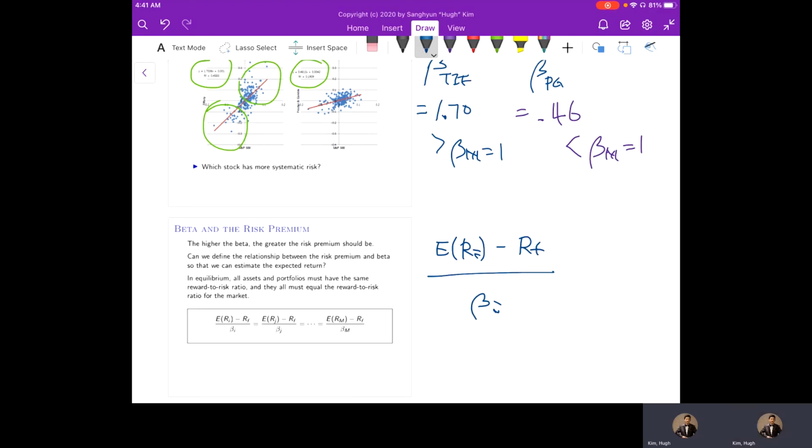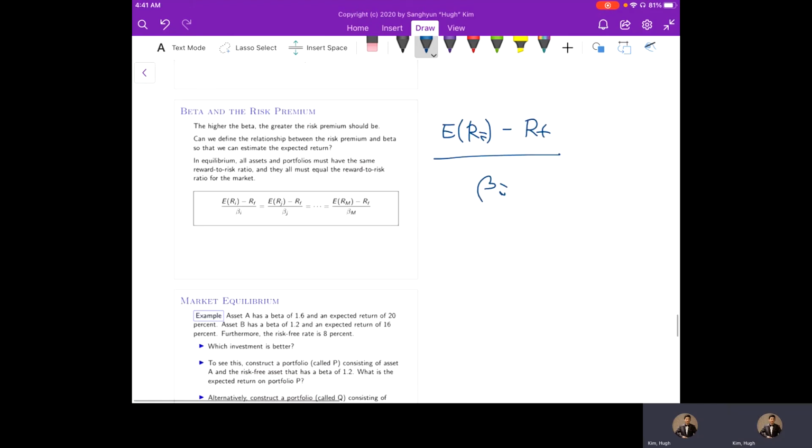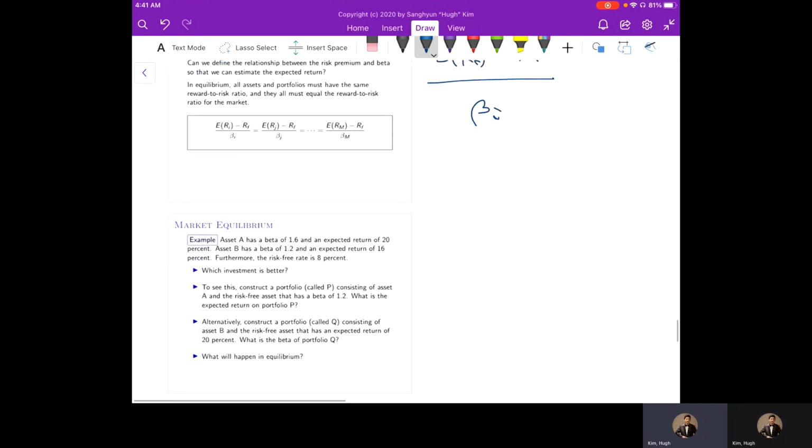Let's look at an example to see how this works. So here we have asset A and asset B, and asset A has a beta of 1.6, and asset B has a beta of 1.2. And asset A has expected return of 20%, asset B has expected return of 16%. And the risk-free rate is 8%. So which investment is better? I'm going to claim that asset A is better than asset B.